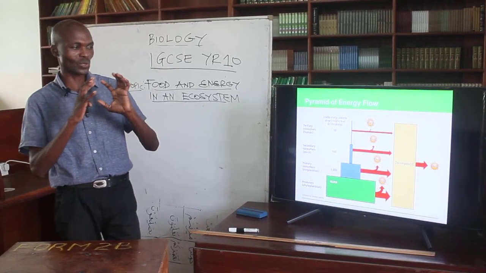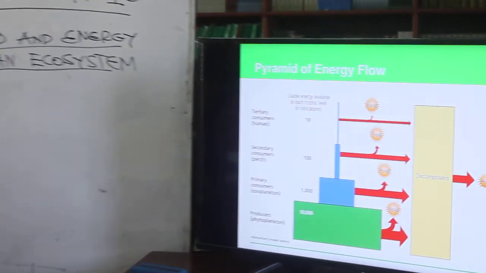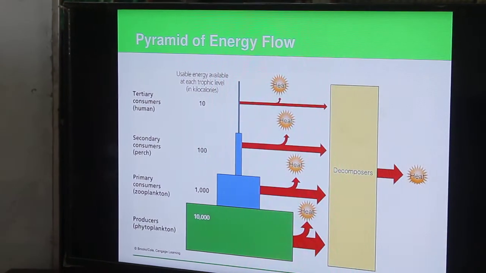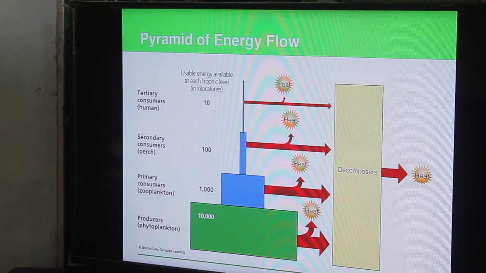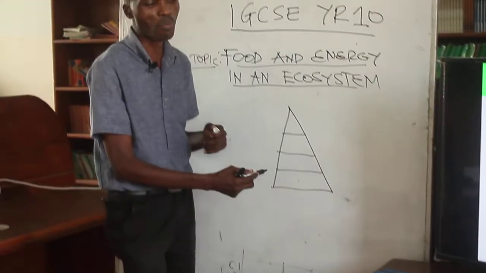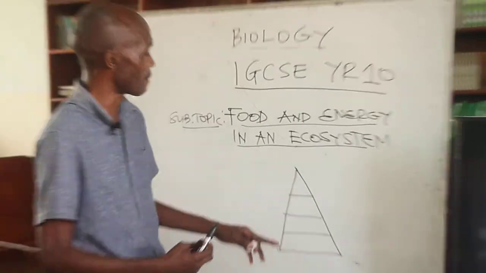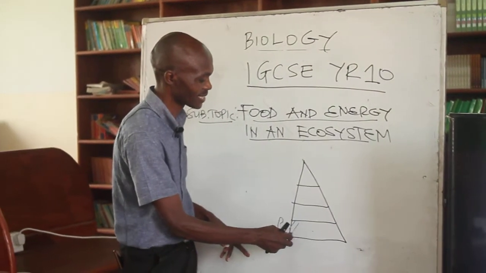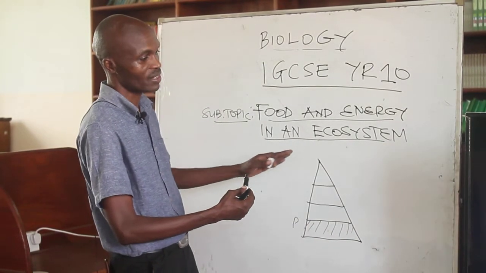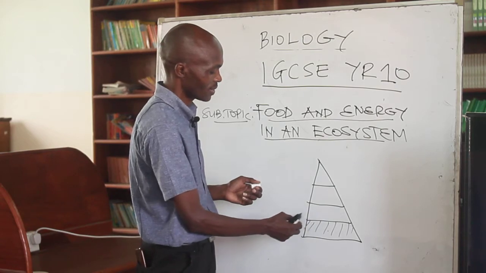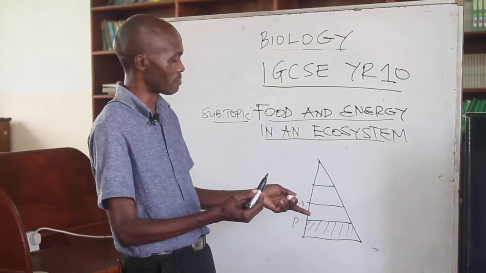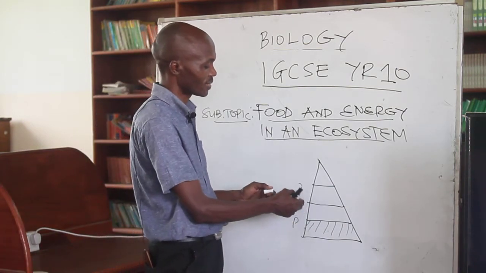Now if you look at that particular structure, the shape of the energy flow is more or less that of a pyramid. We call it a pyramid. So what you're seeing is at the base here, we have more numbers. The producers are many. These are plants, they are more. As you move up the ladder, for example, to primary consumers, the numbers become less, but the sizes become bigger.